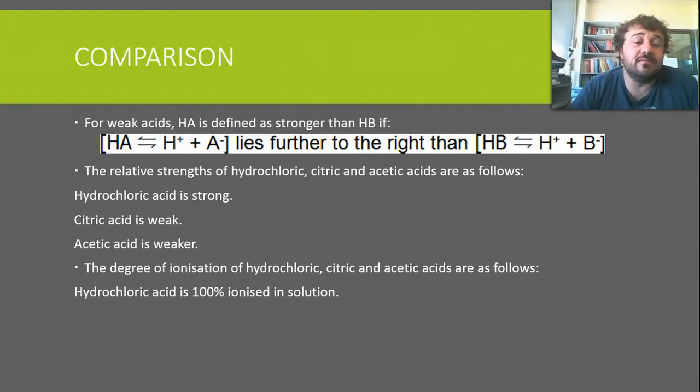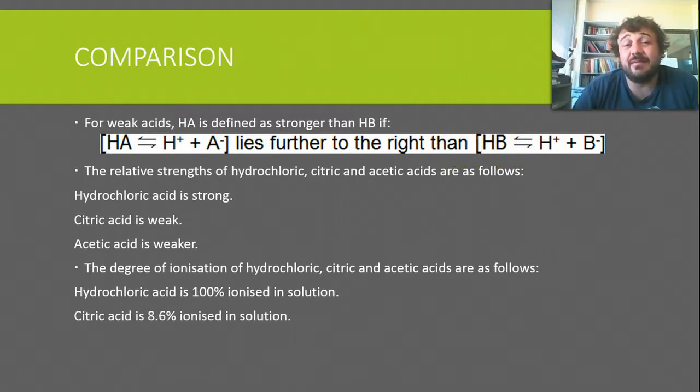Basically, HCl is 100% ionized. Okay, so its equilibrium is right over to the right. And if this is acetic acid, its equilibrium is a fair bit over to the left. Citric acid is about 8.6% ionized in solution, and acetic acid is about 1.3%.